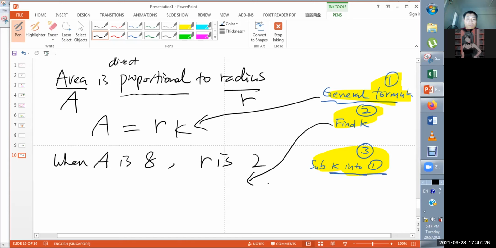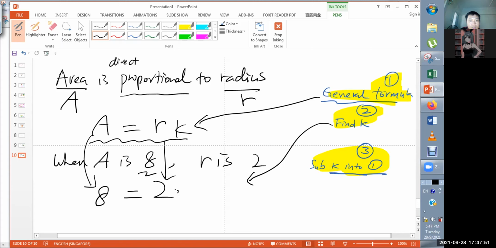How do you find K? A is area, so K is area divided by R. Basically to find K, you already have this formula, right? Your A now is 8, so you just replace by 8. Can you see A is 8, and R is 2? Then you have K already. So K equals to what? K equals to 4. Does it make sense?